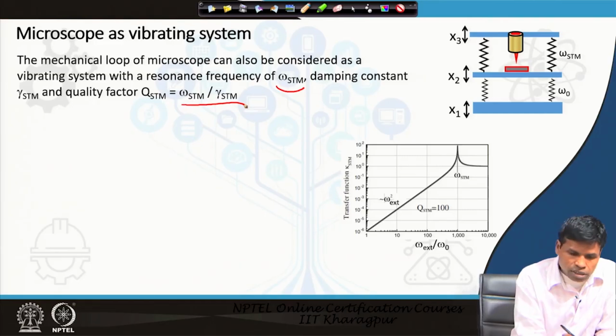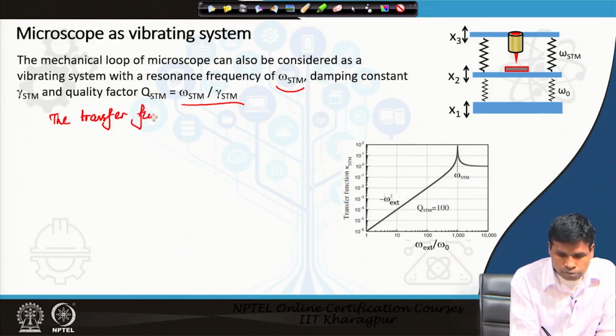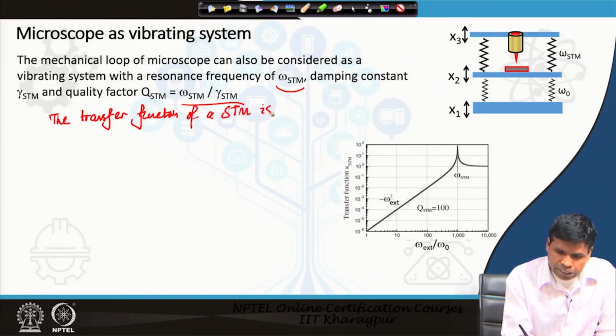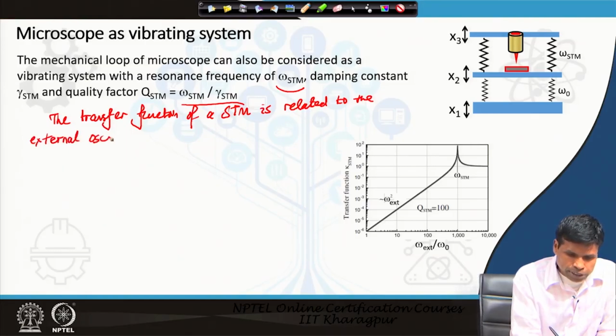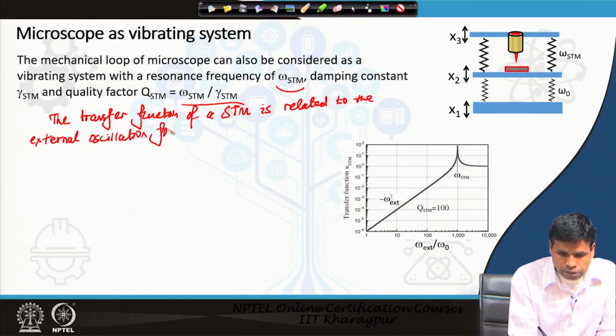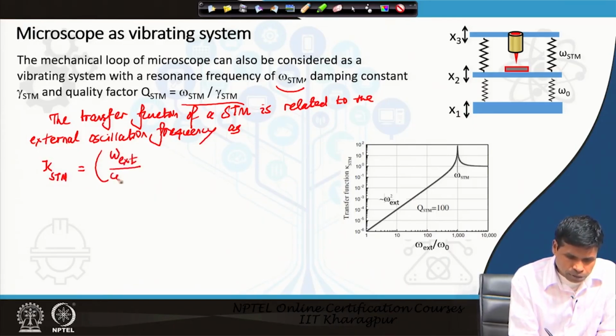So, in this case, the transfer function of the STM can be found. The transfer function of an STM is related to the external oscillation frequency with the relation kappa STM is equal to omega ext divided by omega STM to the power square.